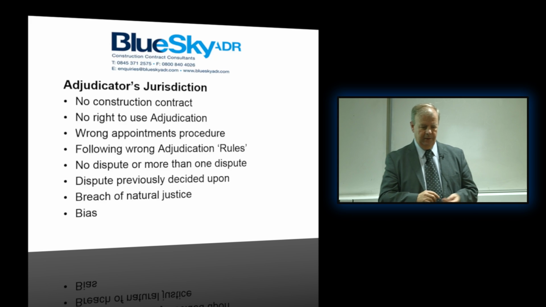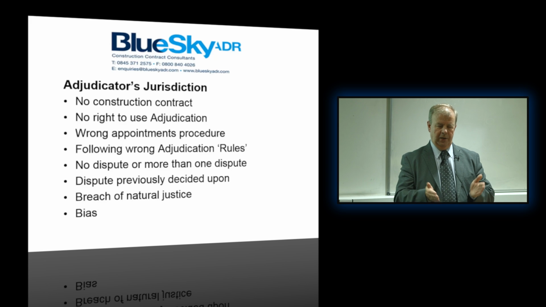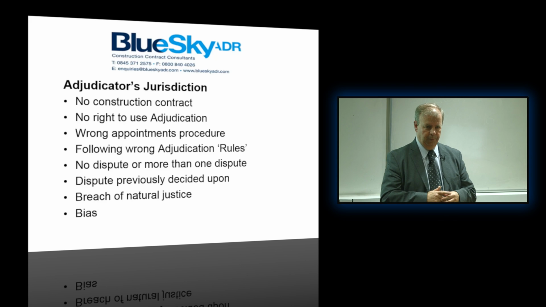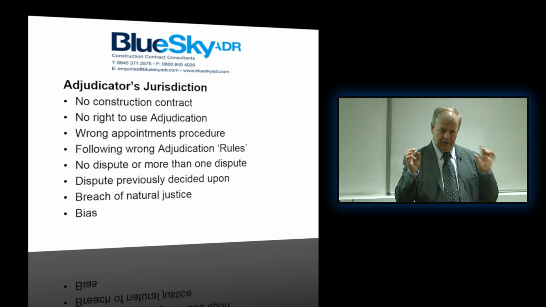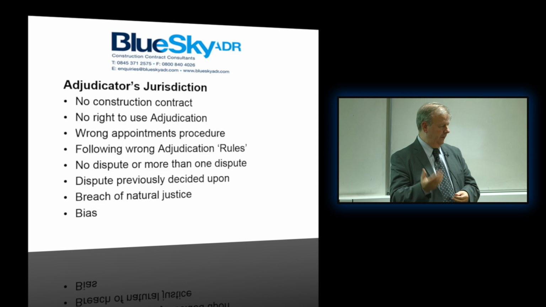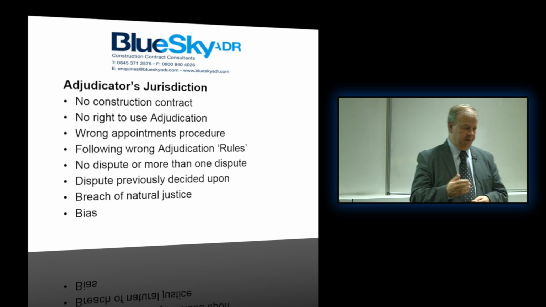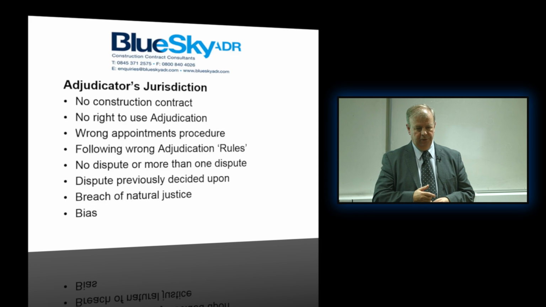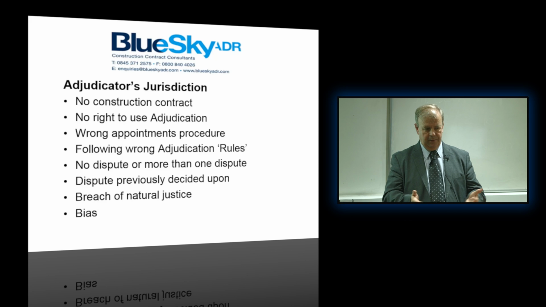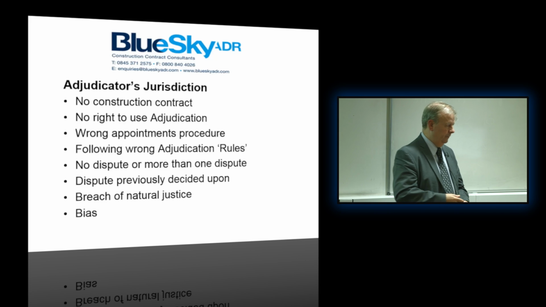And at the moment, there's an issue that if it's a statutory adjudication, the same adjudicator can't decide two different disputes at the same time. So that's all to do with the same thing about one dispute. So you can see there's lots of little technical issues with adjudication that have to be thought about in the actual process. Dispute already decided upon, so somebody's already decided the dispute in the past. You can't re-decide that same dispute because it's already been decided.